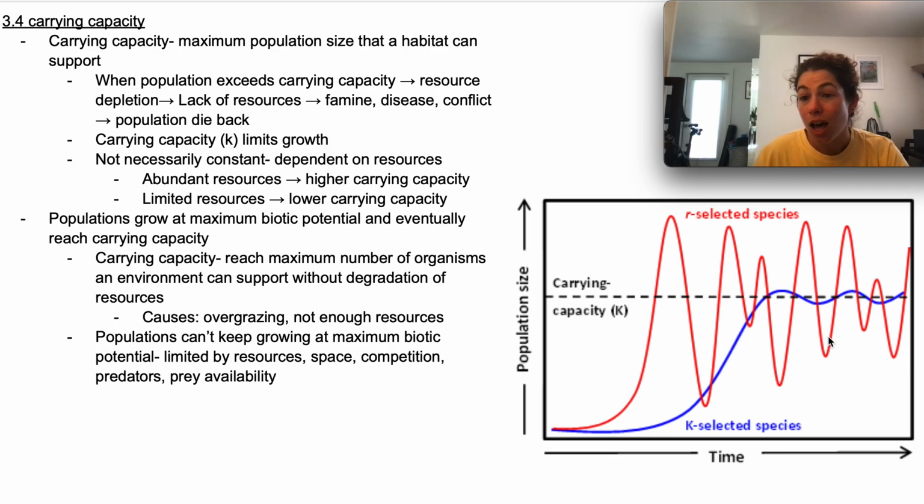So I've been talking a lot about carrying capacity, K. What is carrying capacity? Carrying capacity is the maximum population size that a habitat can support. And when a population is below the carrying capacity, the population is going to increase towards that carrying capacity. And if the population is above carrying capacity, the population is going to decrease towards carrying capacity.